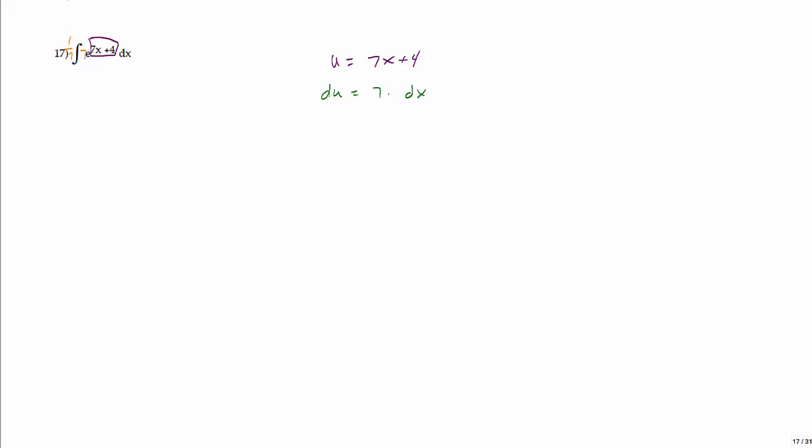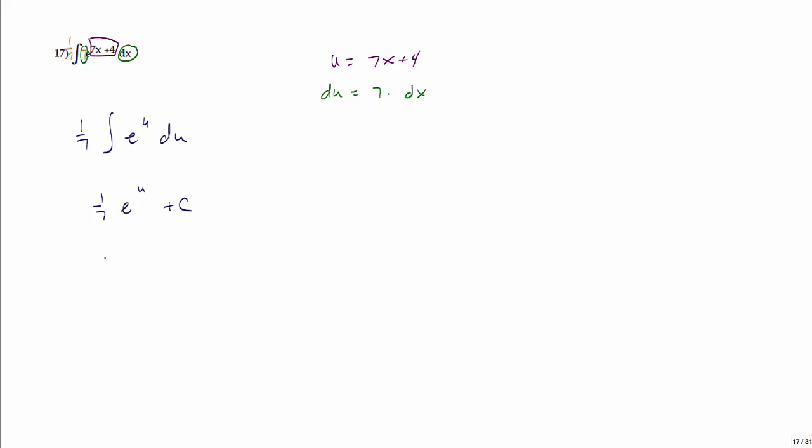So now, though, I have my 7 and my dx. That together gives me my du. So I have my 1/7. And then the e to the 7x plus 4 becomes e to the u. And then the 7 dx is replaced by du. And now I can take the antiderivative. So I've got 1/7. The antiderivative of e to the u is e to the u plus c.